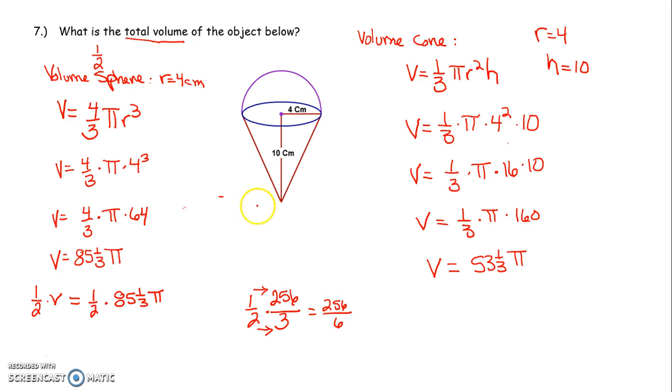So now I get to divide 6 into 256. 6 goes into 25 4 times. 4 times 6 is 24. Subtract off. Drag that 6 down. 6 goes into 16, 2 times. 2 times 6 is 12. Subtract off. Beautiful. 16 minus 12, that's 4. So it's 42 4/6.